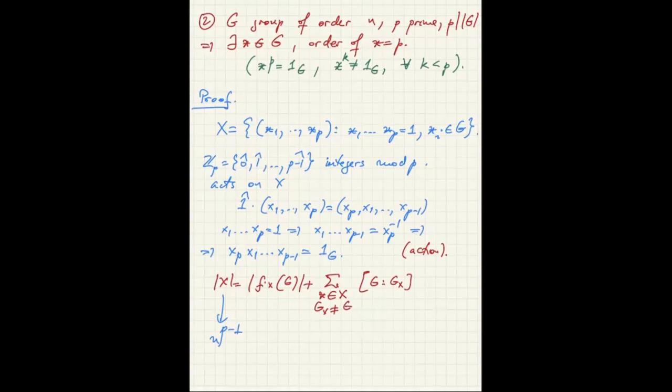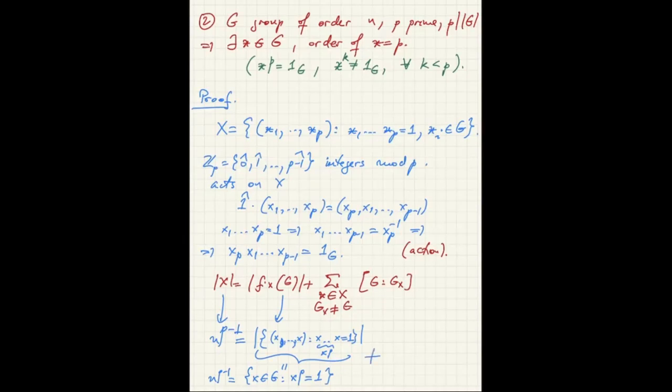Now, what is the fixed point set of G? Here, what are we counting? Let me write it like this. We will count all the P tuples that are fixed by this action. So they're going to be all the elements of the form (X, X, ..., X), with the property X times X times ... times X equals 1, which is X to the P equals 1. So this will count all the elements x in G with the property that x to the P equals 1. So we have n to the P minus 1 equals this, and then plus the sum.